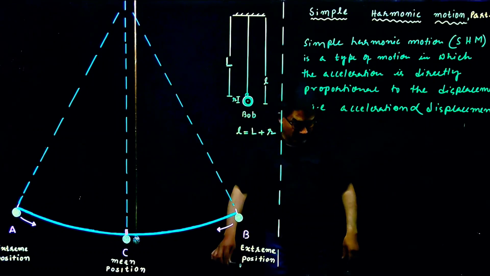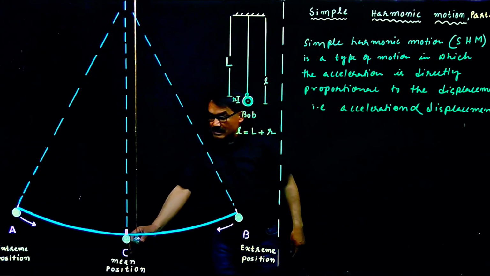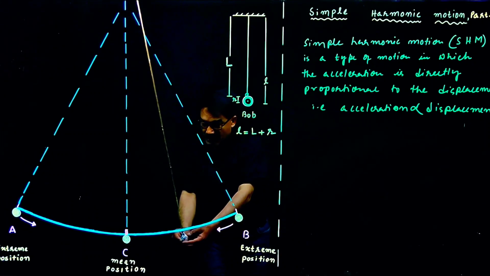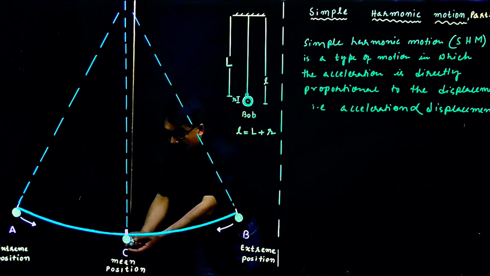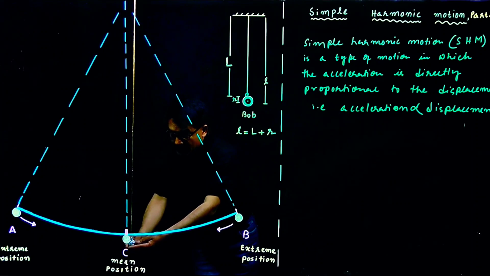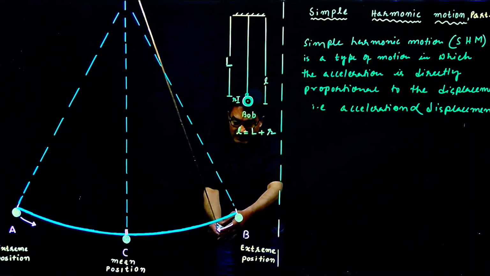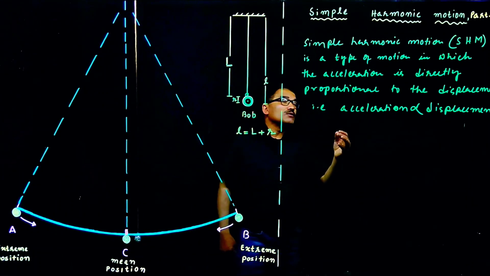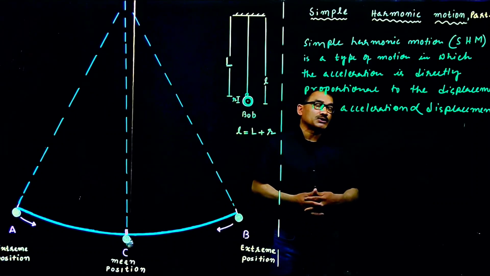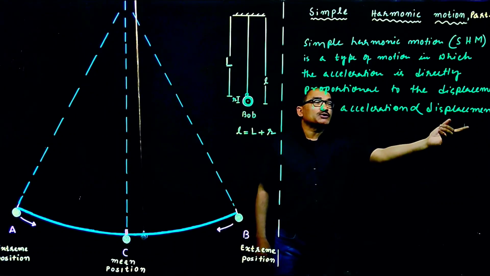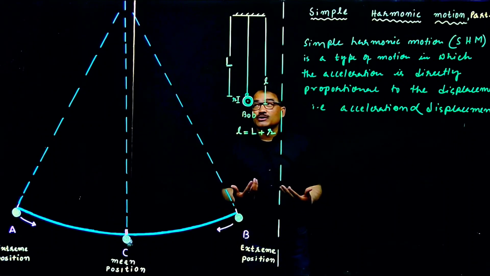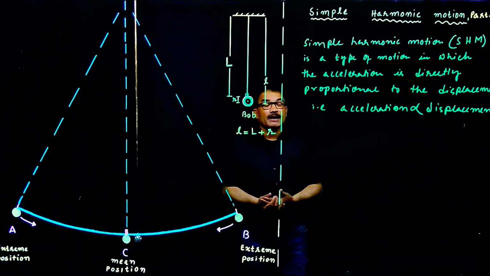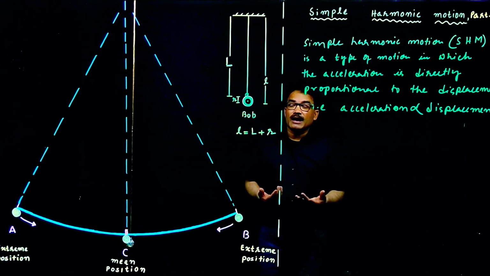Directly proportional to displacement. What does it mean? It means if you take a simple pendulum and displace it by a small amount, then it will have a small acceleration towards the mean position. On the other hand, if you make a larger displacement, then it will have more acceleration towards the mean position. That is what we call simple harmonic motion. Acceleration is directly proportional to the displacement. Now, simple harmonic motion is exhibited by many objects such as a simple pendulum, maybe a swing, maybe a loaded spring, and all those things.